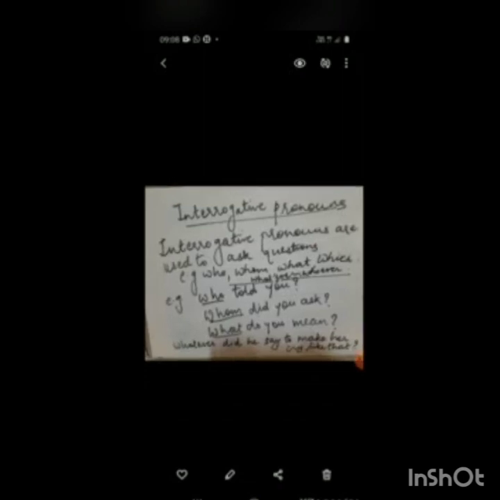Now you might wonder, interrogative pronouns and relative pronouns seem similar, as they use the same words. But depending upon how they are used, you can decide whether it's a relative pronoun or an interrogative pronoun. Okay.